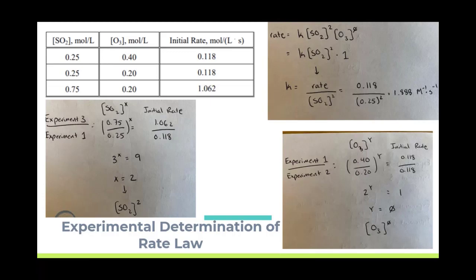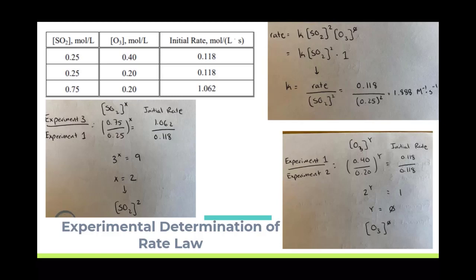So like I wrote earlier, we have SO2 to the X component, and that's what I'm keeping it as. Comparing 3 to 2, let's put 0.75 over 0.25 because it gives us a whole number and we don't have to deal with any fractions. Then we set that equal to the rate of experiment 3 over the rate of experiment 2. Yes, I wrote 3 to 1 by accident. It should be 3 to 2. I want to make that clear. It should be experiment 3 and experiment 2.